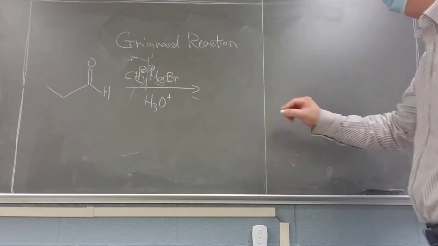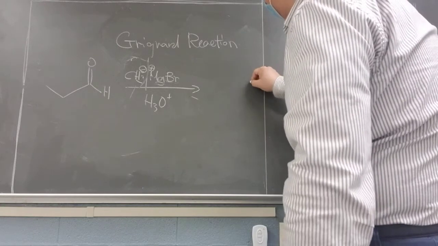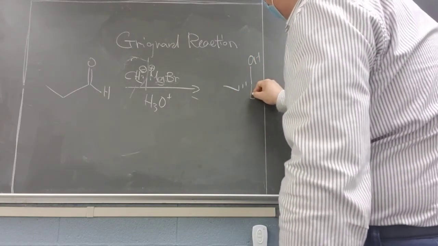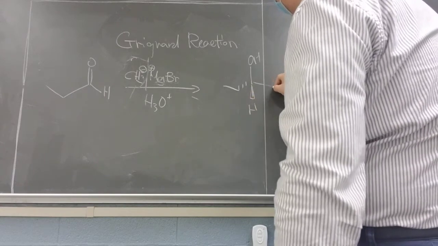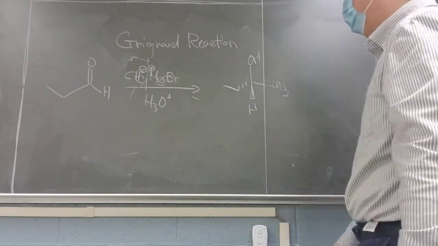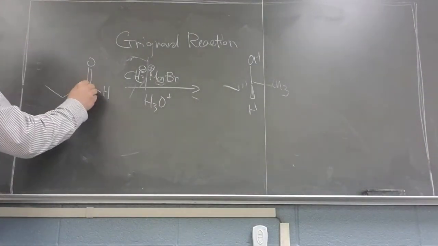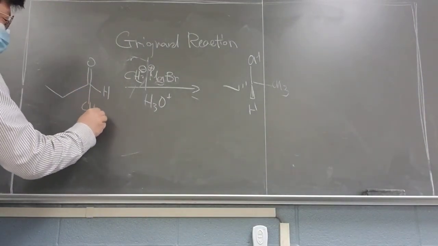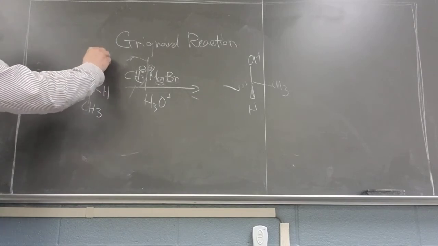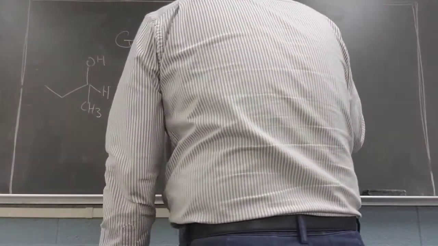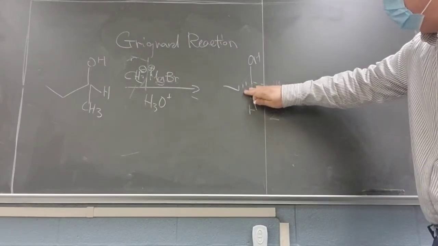Okay, so let's try to do this one. So basically, you just add a methyl group here, this one. So the secondary alcohol. This is hydrogen.